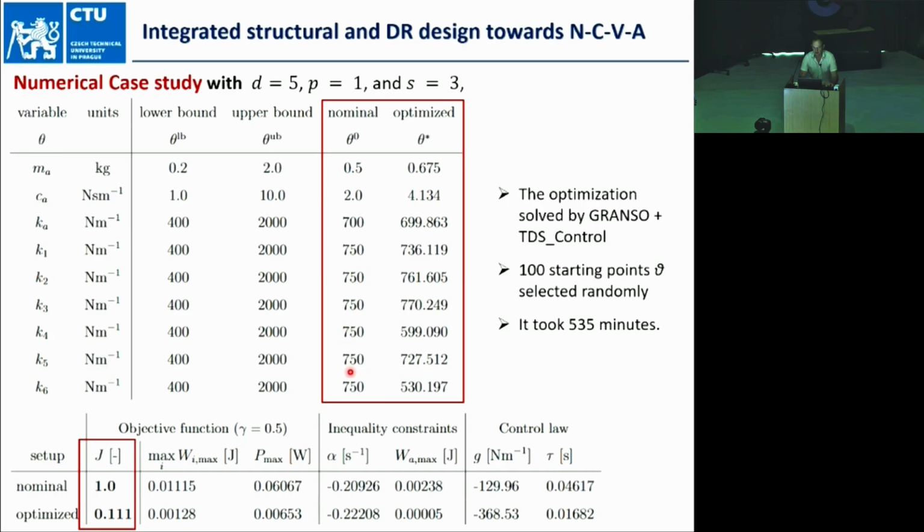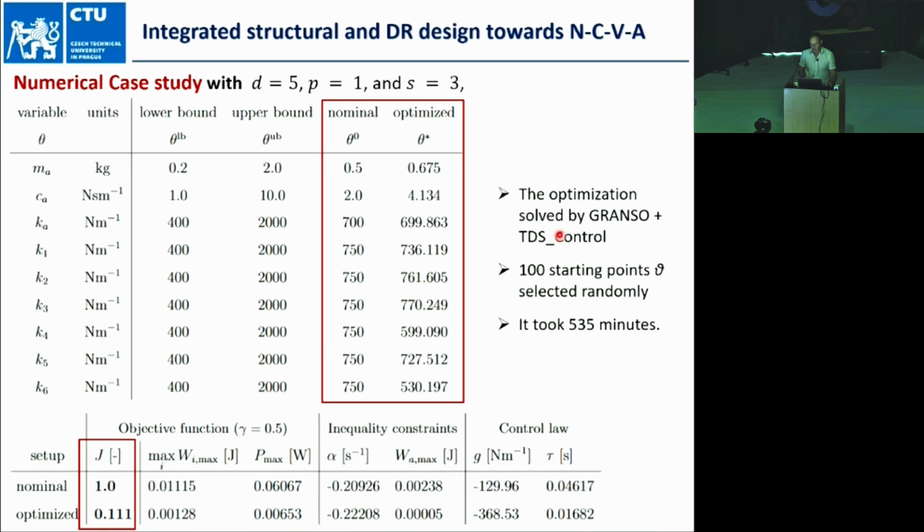What is interesting is that in the beginning, for the nominal system, we considered that all the stiffnesses are more or less the same. But then by solving the optimization problem, we were able to reduce the objective function almost 10 times, while, as you can see, the adjustments of the stiffnesses are relatively slight. So by small modifications we can get much better results.